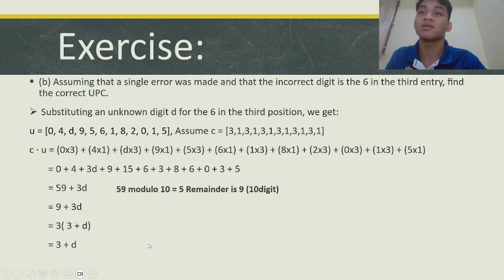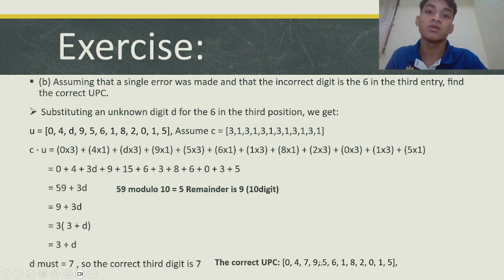In order for this number to equal 0, D must equal 7, because 7 plus 3 is 10, and 10 modulus 10, we will get the remainder 0. So the correct UPC in here should replace 6 with 7.